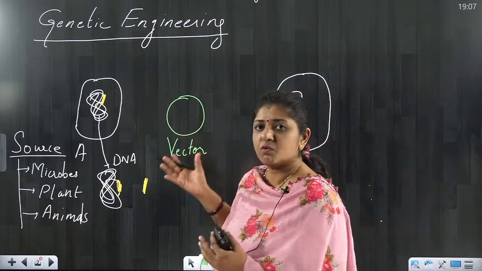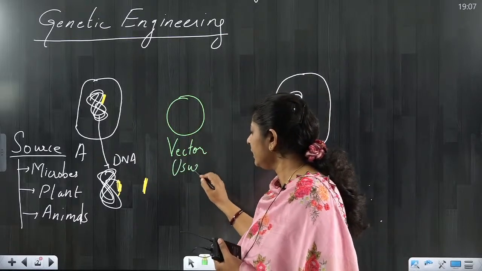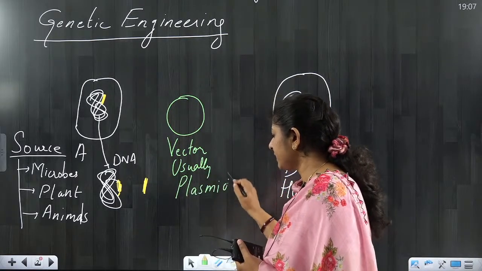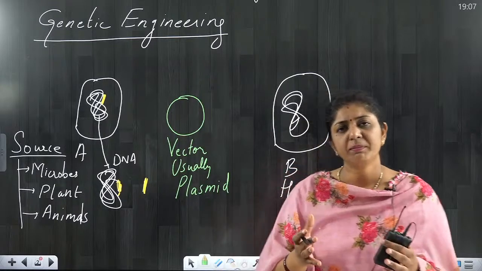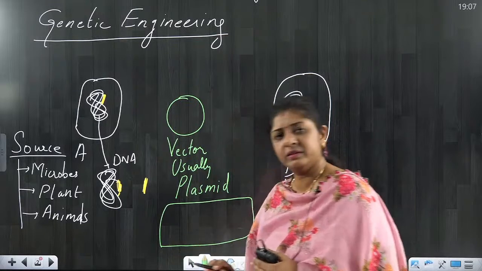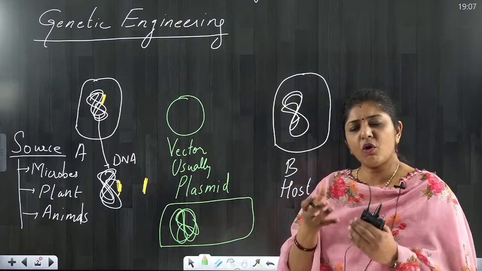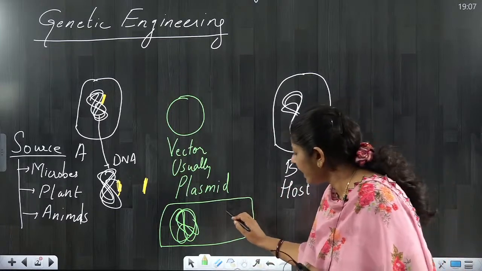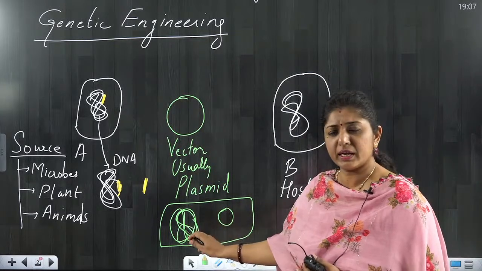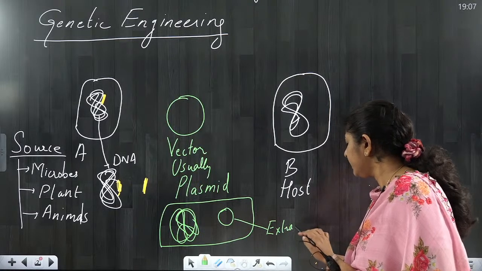Now this vector is what? This is not an insect. Usually it is the plasmid. I hope you know what a plasmid is. Like prokaryotes, bacteria have their own DNA, but along with their own DNA, they have extra chromosomal DNA. If this is the chromosomal DNA, this you call extra chromosomal DNA.